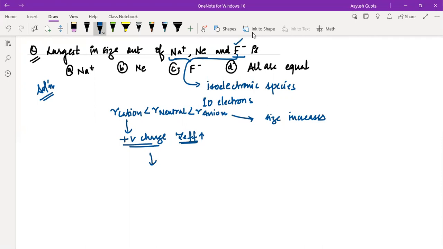So the correct order will be sodium ion, neon, because it is neutral, then F minus. Hence, the correct answer will be option C.